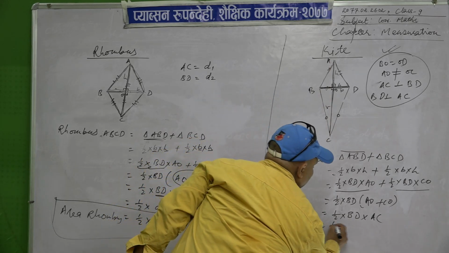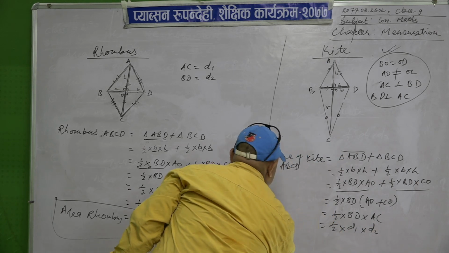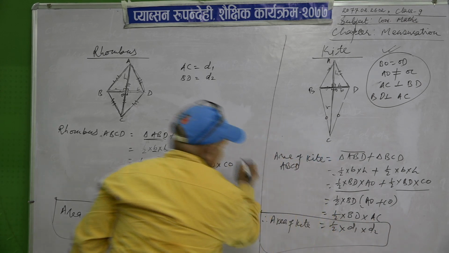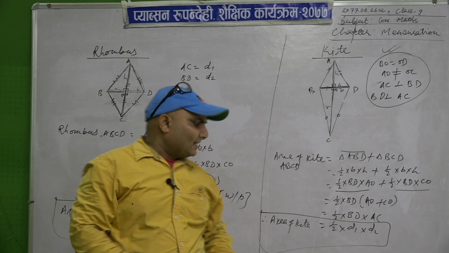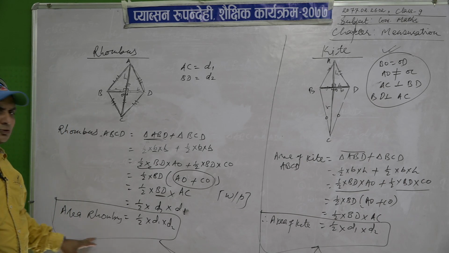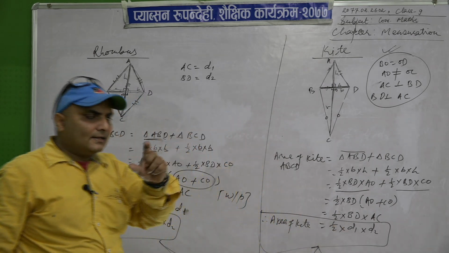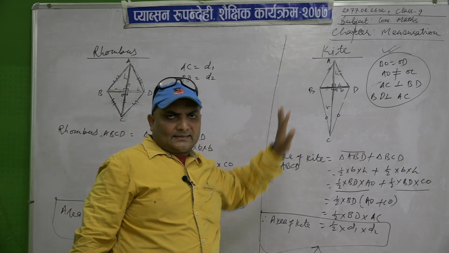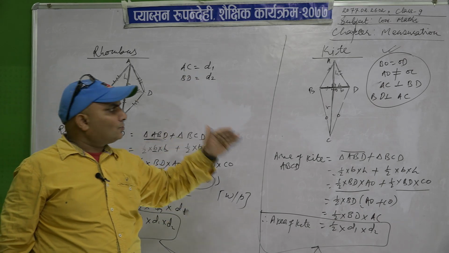In place of BD we can write D1, and in place of AC we can write D2. Therefore, the area of the kite will again be 1 by 2 D1 into D2, or half of the product of its diagonals. These two formulas are the same: the area of a rhombus is 1 by 2 D1 into D2, and the area of a kite is also 1 by 2 into D1 into D2, but the properties of a rhombus and a kite are a little bit different. Okay, so we have derived all formulas from triangle to kite.